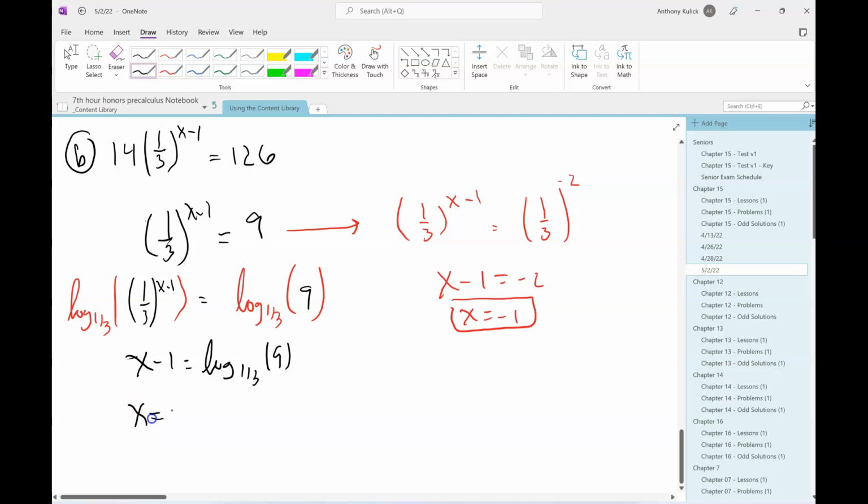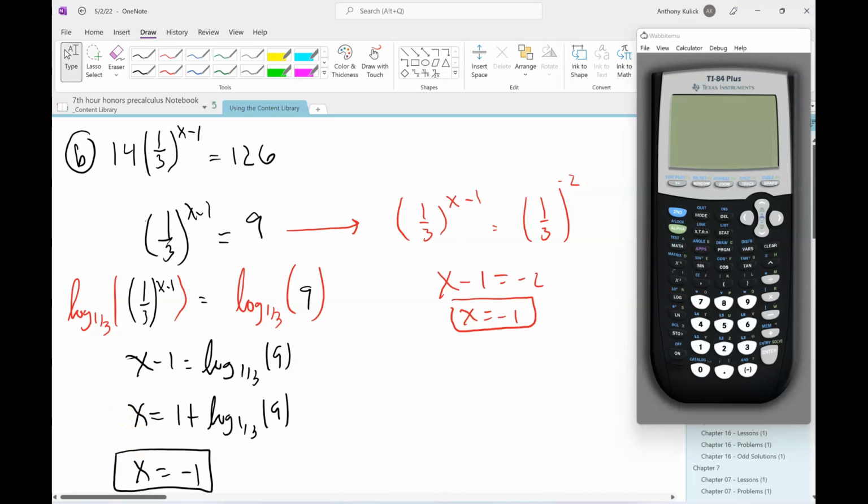And then we'll add 1 to both sides. And if I type that into my calculator, I'm going to get -1, just like I did doing it the other way. But let's show you.